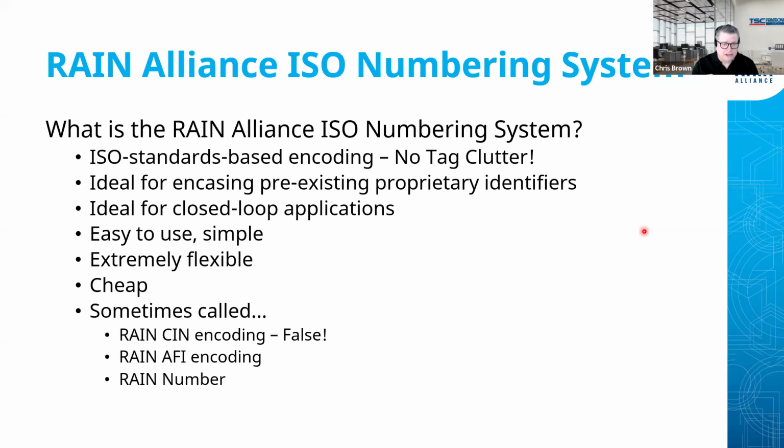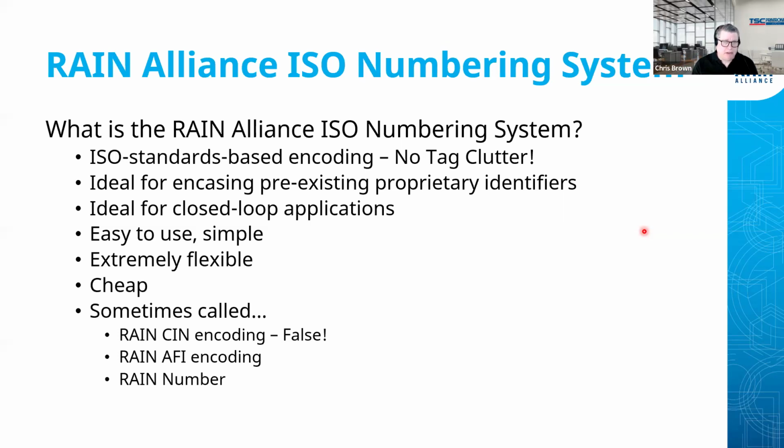It is very easy to use, very simple. It's very flexible. So far, I've only been talking about encoding a proprietary identifier, but I might want to put additional information into my encoding, like the color. What color is my item? Or who's my customer? Or what's the weight of the object? And so on. I can put basically anything into a RAIN Alliance ISO numbering system encoding.